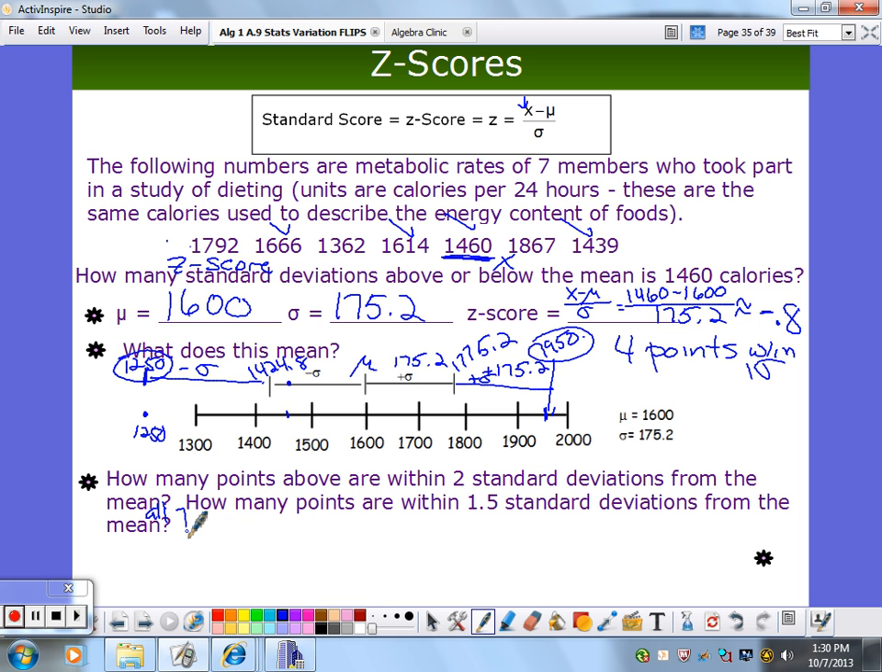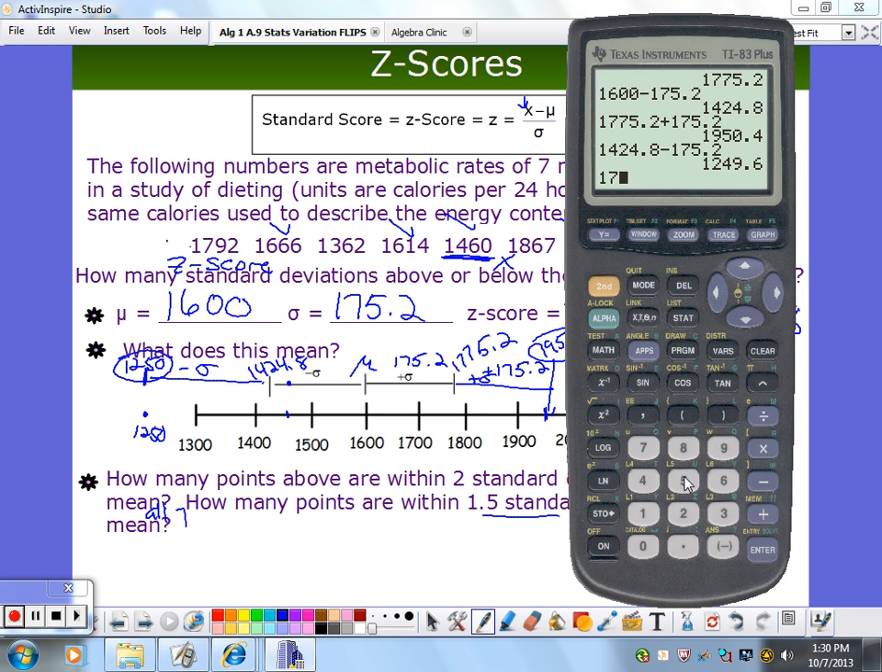Now it's asking another question. How many points are within 1.5 standard deviations? Now we did this with the simple example, right? So how do we do this, Claire? And then add it on. Another way of doing that is you can take the standard deviation and multiply it by 1.5. That's going to tell you how far above and how far below. So let's do that. So 175.2 times 1.5 is 262.8.